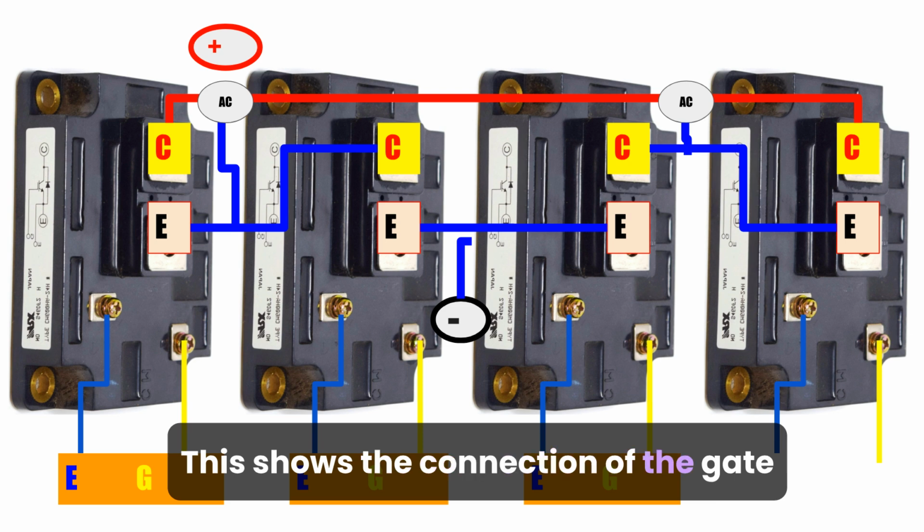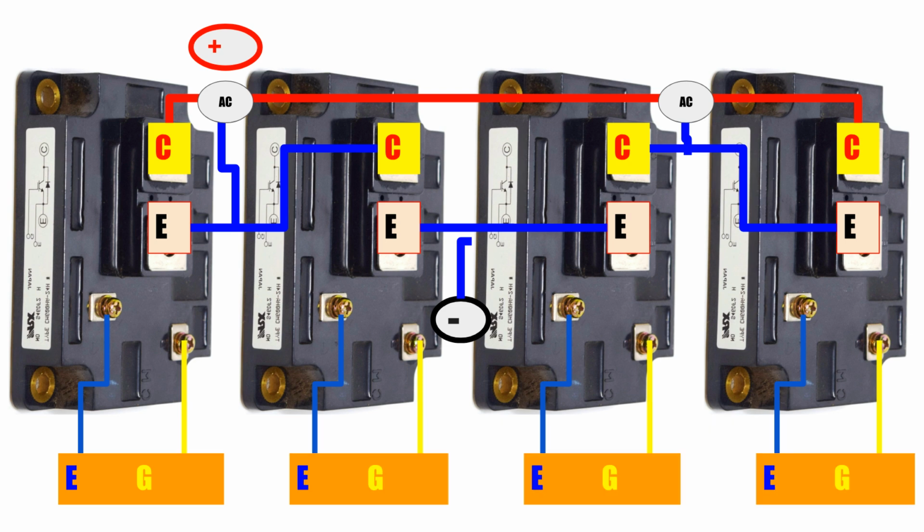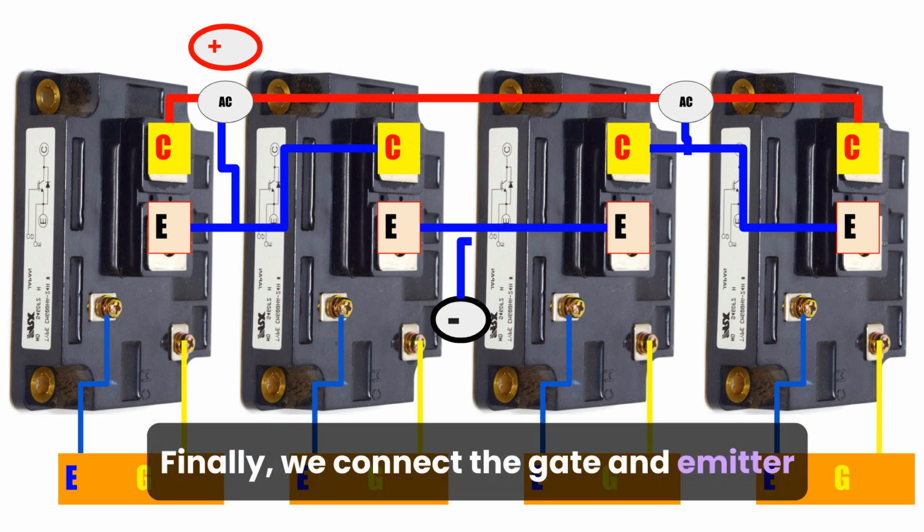This shows the connection of the gate and emitter for 3 modules. Finally, we connect the gate and emitter of the fourth module.